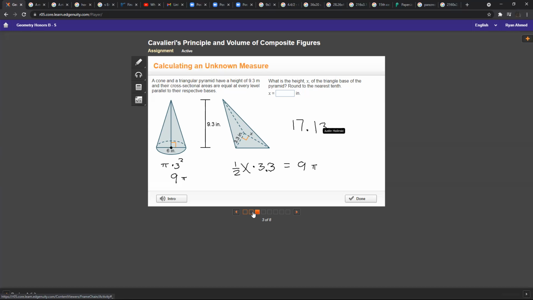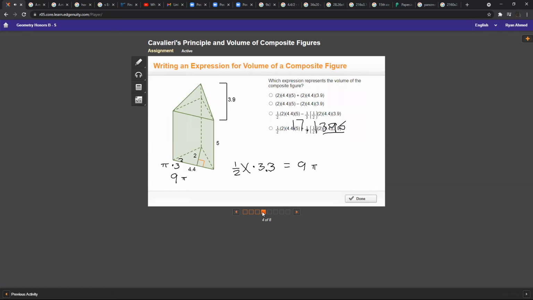17.1396, and they want us to round to the nearest tenth. So this is going to mean we just round down to 17.1. So see if they like that. 17.1. Let's see. Yeah, let's go. So, next one. Oh, they liked it?